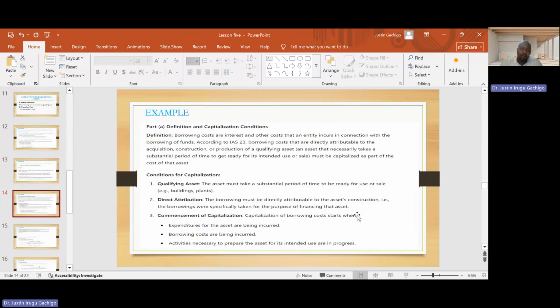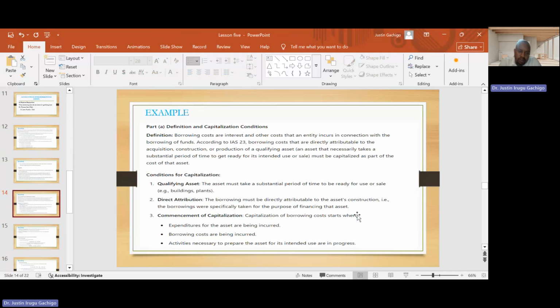Now, the definition. We say that borrowing costs are interest and other costs that an entity incurs in connection with the borrowing of funds. According to IAS 23, borrowing costs that are directly attributable to the acquisition, construction, and production of a qualifying asset, which takes a substantial period of time to get ready for its intended use or sale, must be capitalized as part of the cost of that asset.